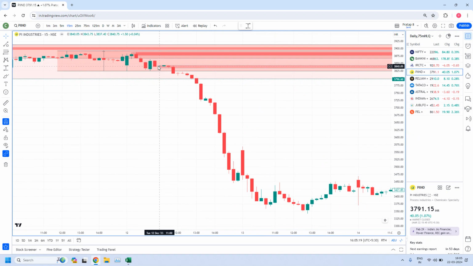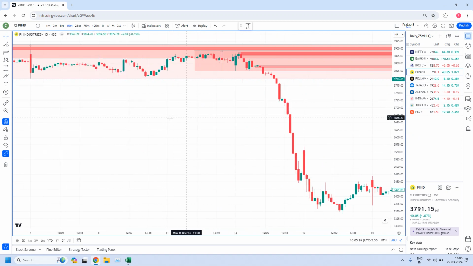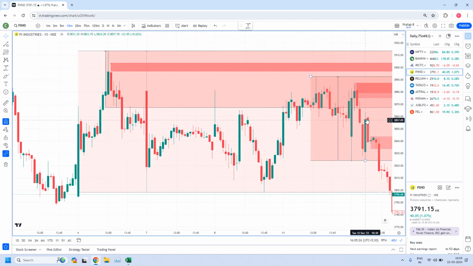This is a 15-minute zone, but I didn't fine-tune with 5 minutes, which means the structure is not good. Let me show you once we get into this. We have a drop, base, drop. We have a rally, base, drop.